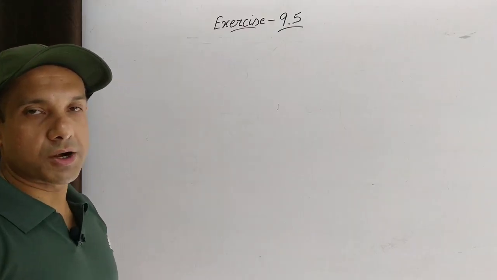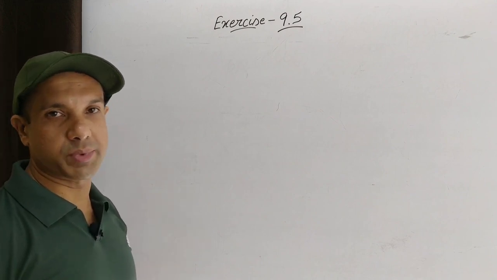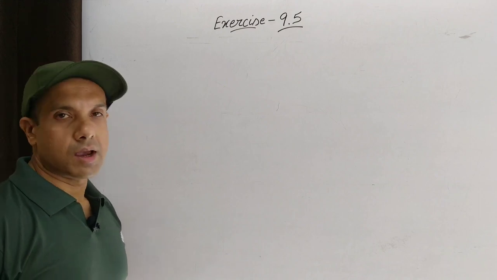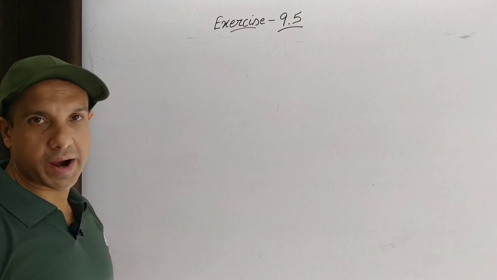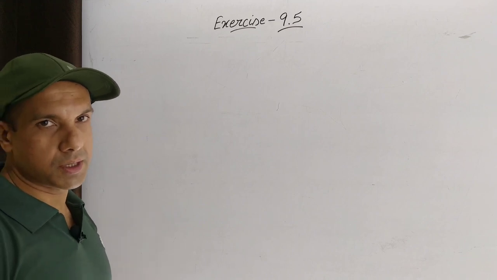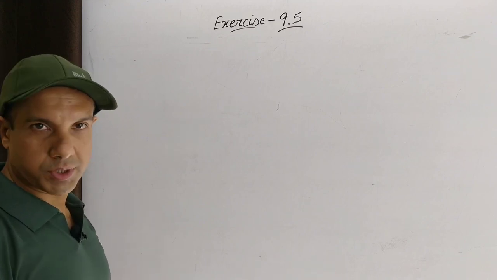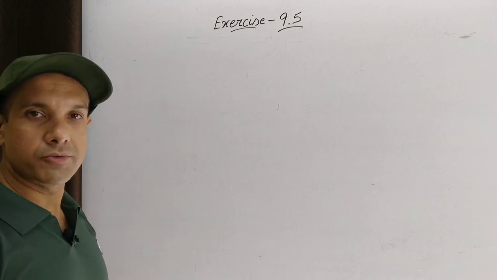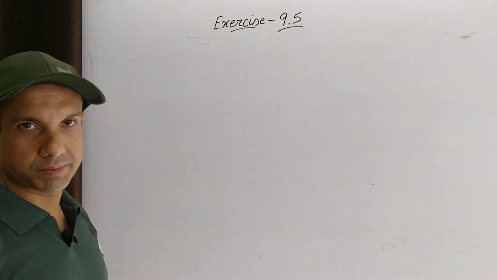Welcome viewers, today we are going to start with exercise 9.5 of class 8 mathematics, algebraic expression and identities. Identity is derived from identical. That means an expression which is identical to another expression. It is also known as formula. Formula means a universally correct statement.